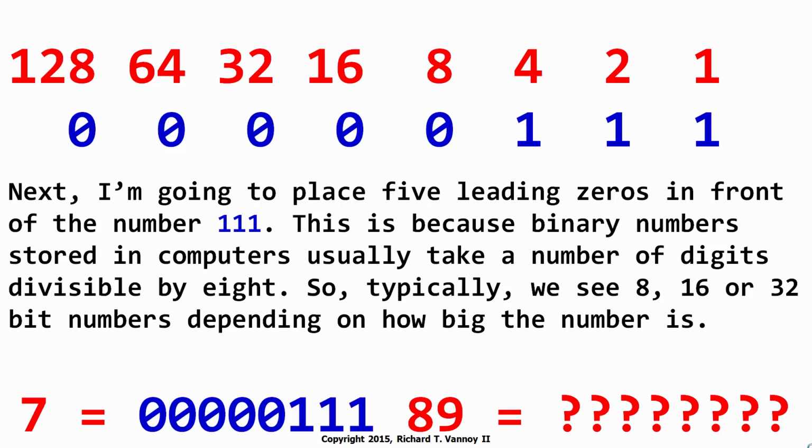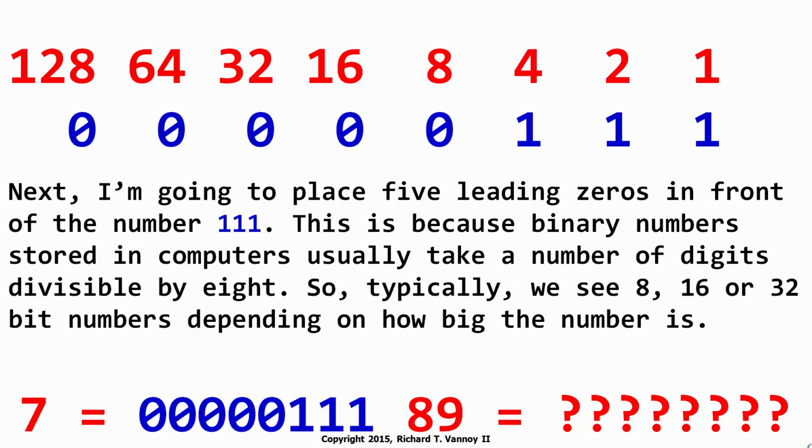I'm putting those zeros there because we don't store 111 in computers. If I wanted to store the number 7 in a computer, it would be stored as 00000111. And the reason for that is we normally store numbers in computers in increments of 8 or 16 or 32 ones and zeros. We call those each bits. So what I've done is I've made our number 7 an 8-bit number.